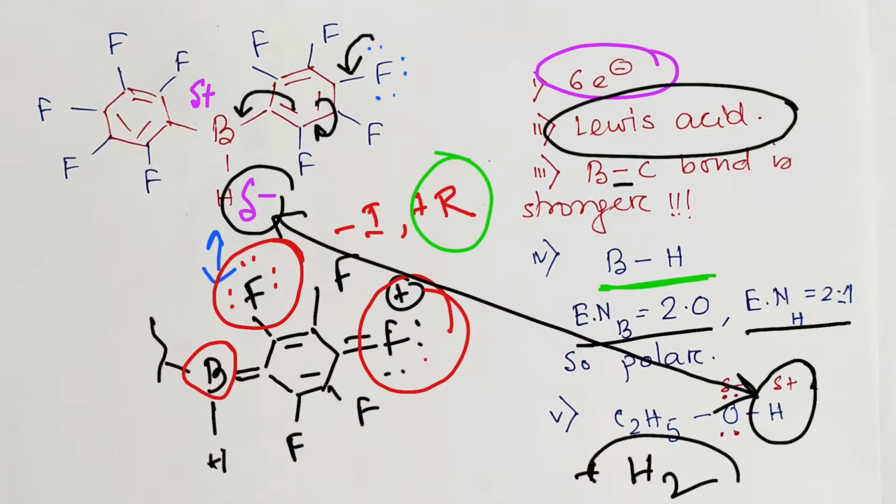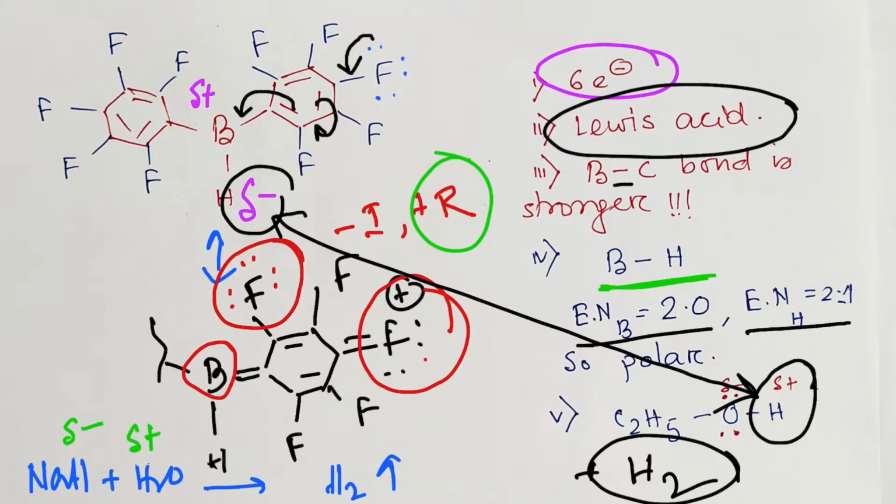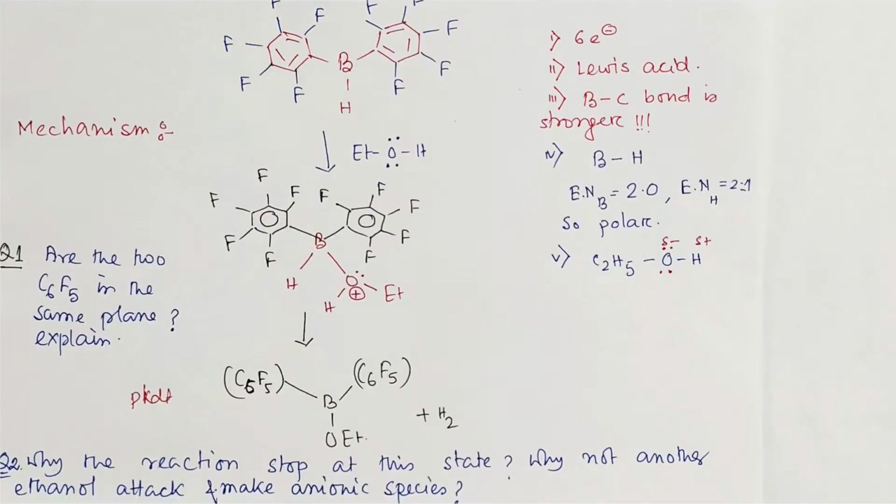You can simplify this concept by recalling one reaction like sodium hydride plus water. What does it produce? It produces hydrogen gas. How? Because this sodium hydride is an ionic hydride, negatively charged, but in water this hydrogen is delta positive, so they react and produce hydrogen gas. The concept is this. Now how does the reaction happen?